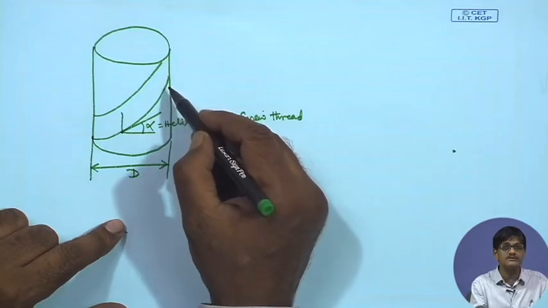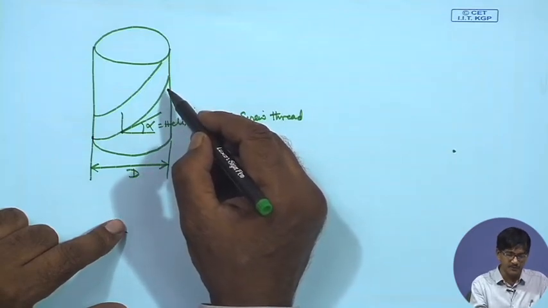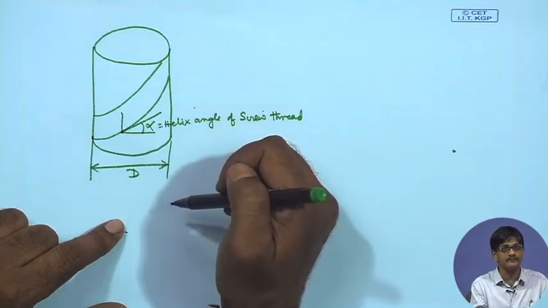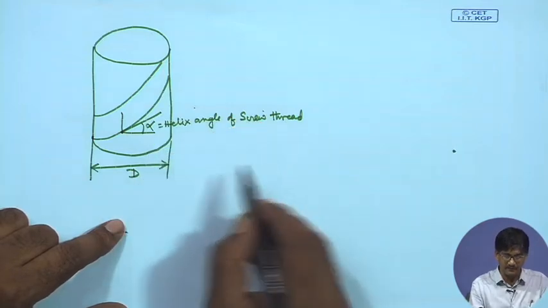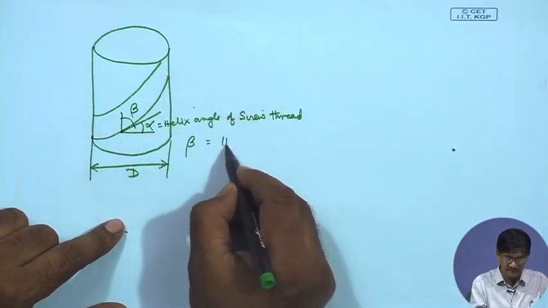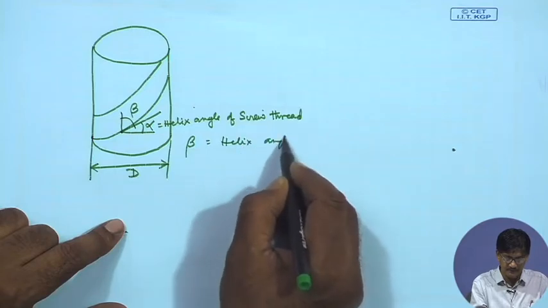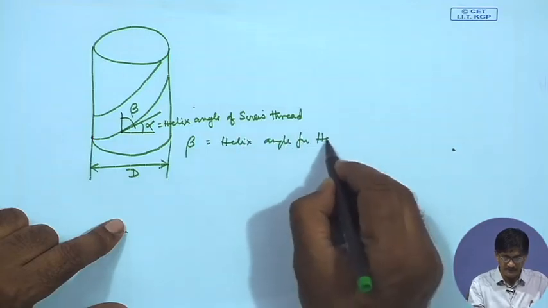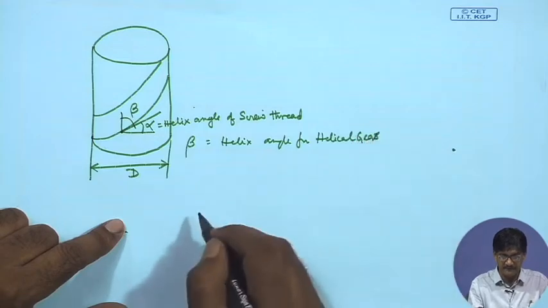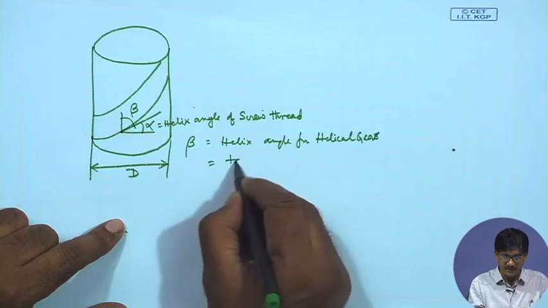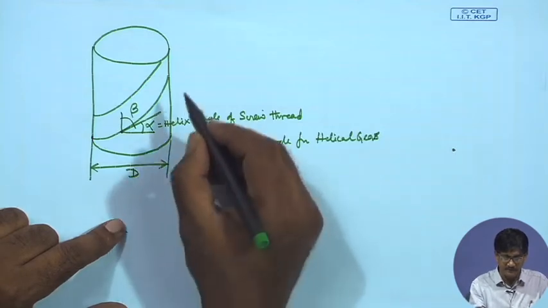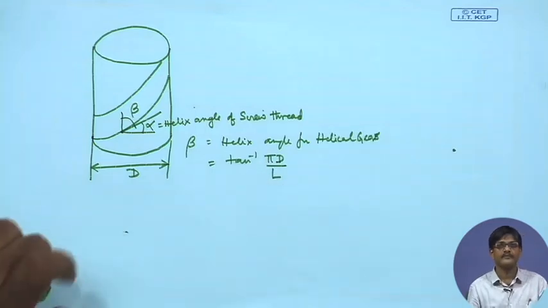For multiple start threads, P will get replaced by L, lead, and therefore, beta, the helix angle for helical gears, is tan inverse of pi d by L.